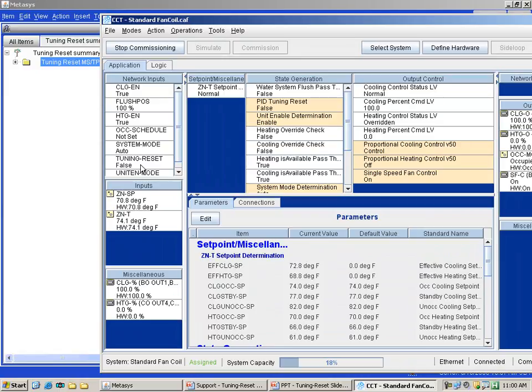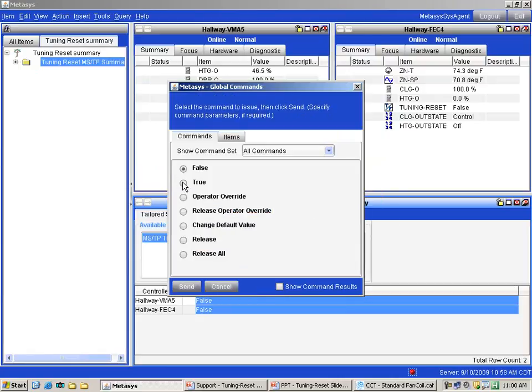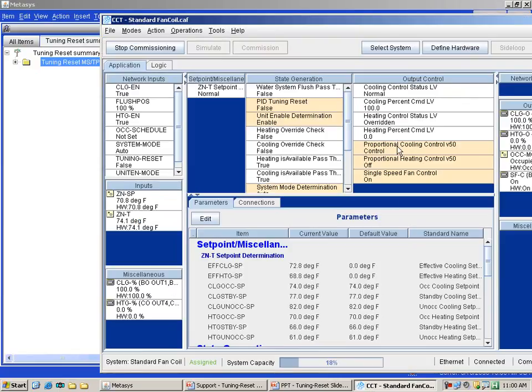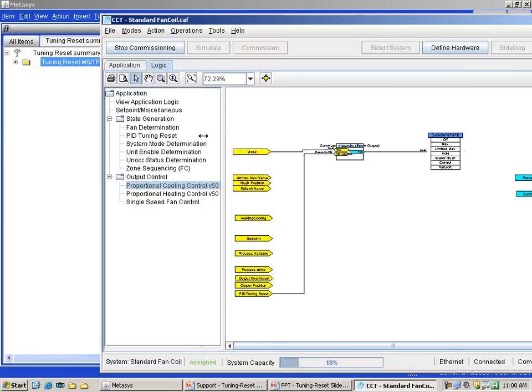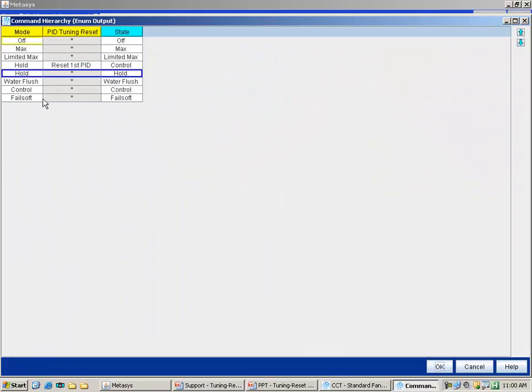So what I'm going to do now is actually perform the command again from the user interface, but this time I'm going to go into the cooling control logic and visually see the reset procedure actually taking place. So I'm going to come back here, send another true command, go to CCT, go into the logic view, and here we are. I'll double click the hierarchy so that we can see what's happening right now.